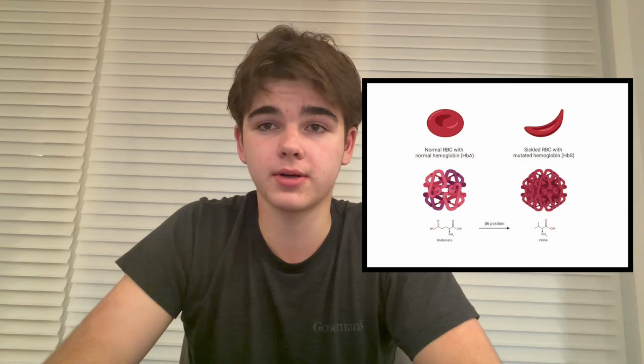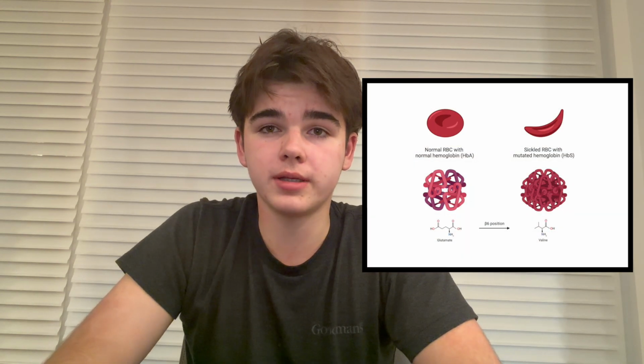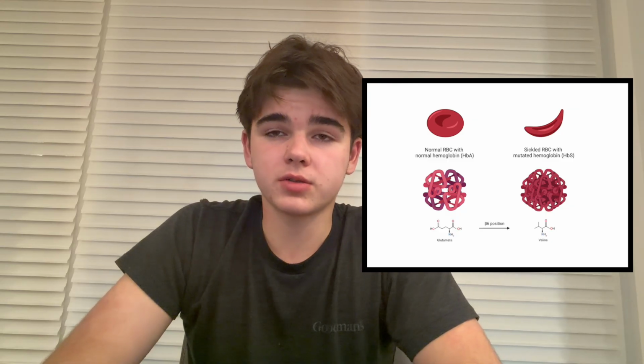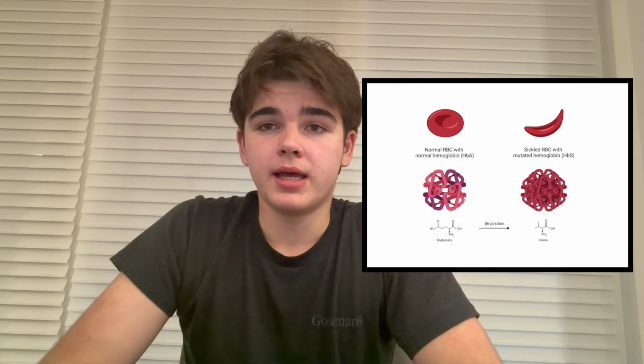SCD occurs from a mutation in the HBB gene on chromosome 11 and produces abnormal hemoglobin. The allele for this disorder is called HBS. It is inherited as an autosomal recessive trait, meaning you must have both copies of HBS, one from each of your parents, to be affected by it. Those who have one HBS and one HBB are carriers.